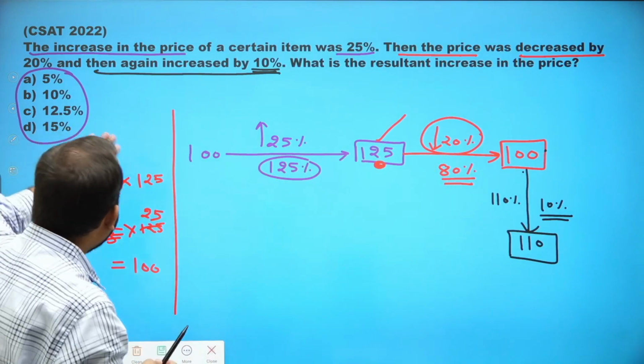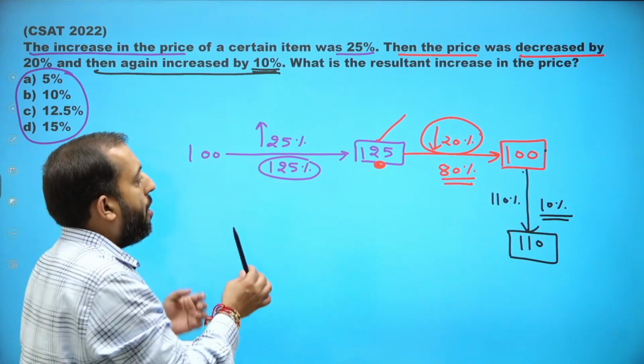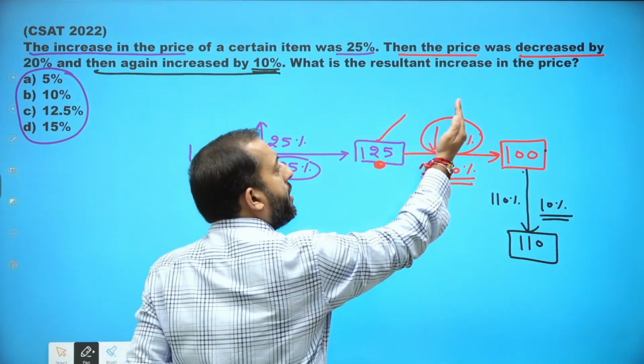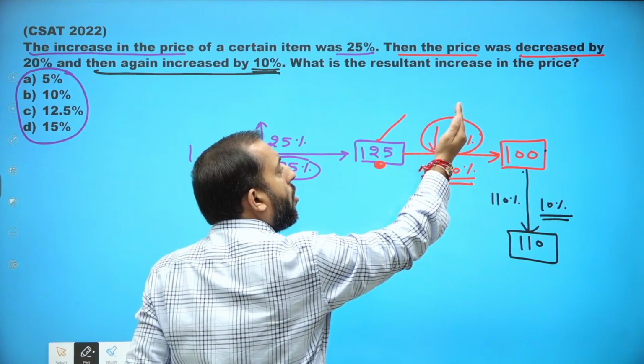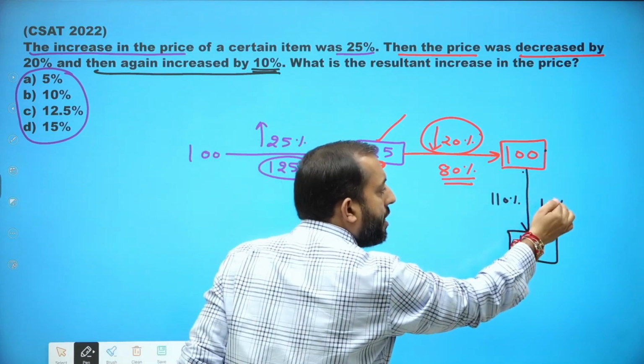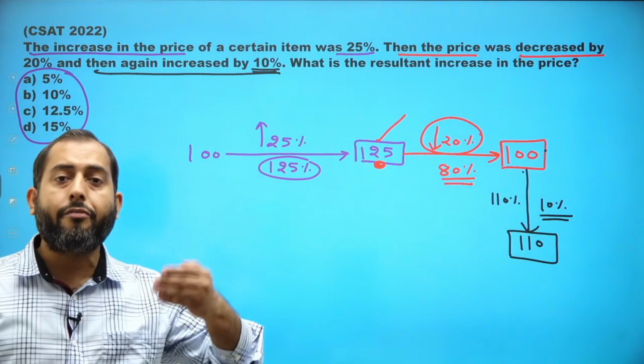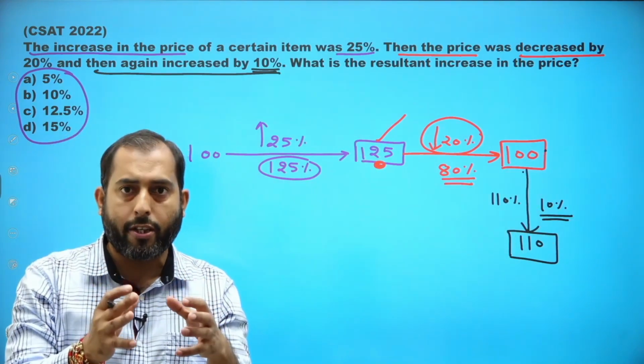Now, this is called a successive change. See, when the next change occurs on the result of the previous change, then this kind of change is called a successive change.